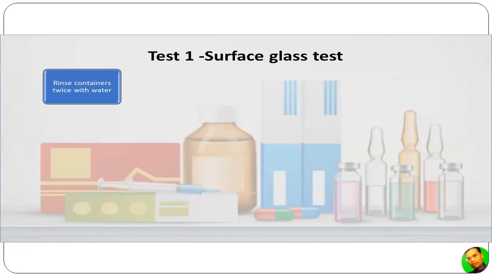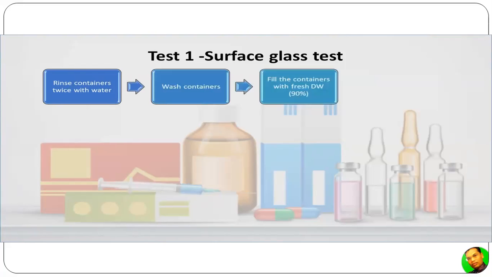So what are test 1 and test 2? Test 1 is nothing but the surface glass test. So in this test 1, what is to be done? First, we need to select the container. We need to rinse the container twice with water, then it is properly washed. Then this container has to be filled to 90% with fresh distilled water.